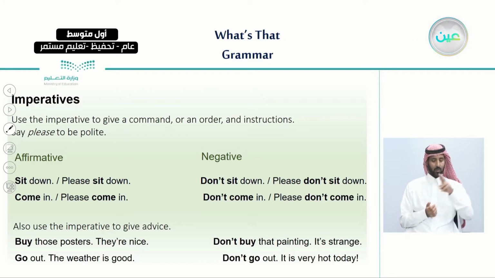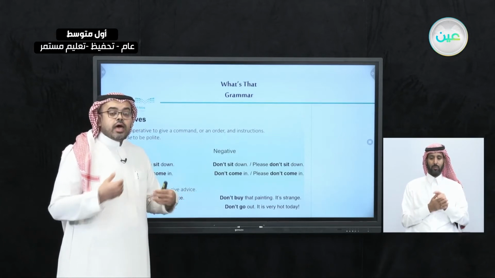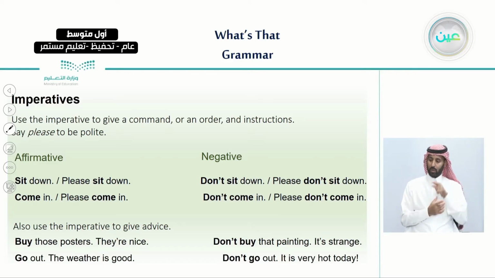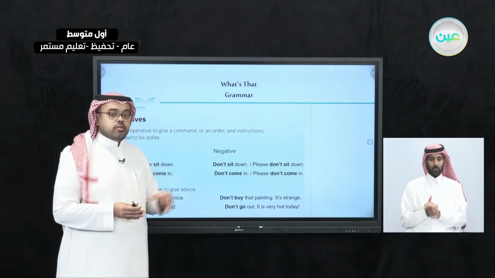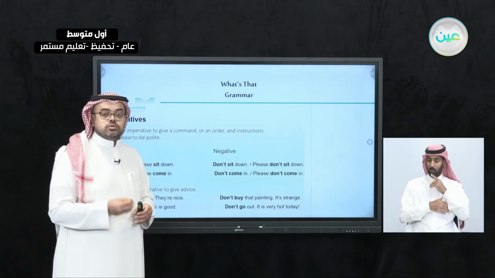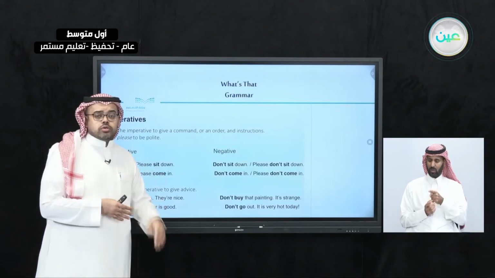So let's talk about examples in the negative form. When we say, don't sit down. This is an example of imperative. And to make it more polite, we would say, please don't sit down. Also, don't come in. This is imperative. And to make it more polite, we would say, please don't come in. So these are examples about the imperatives, which are used not only for commands but also for giving an order or an instruction.